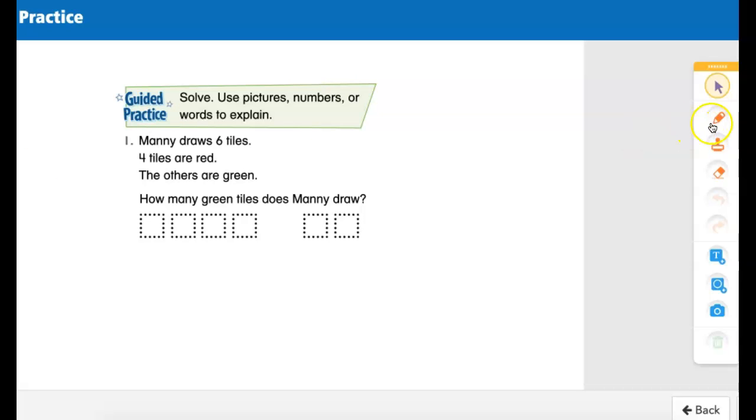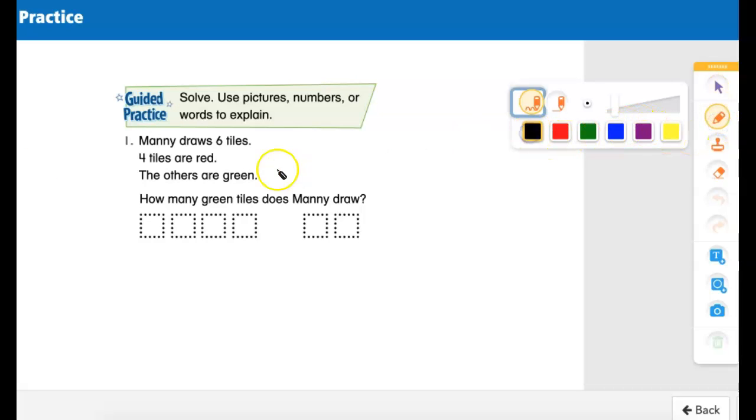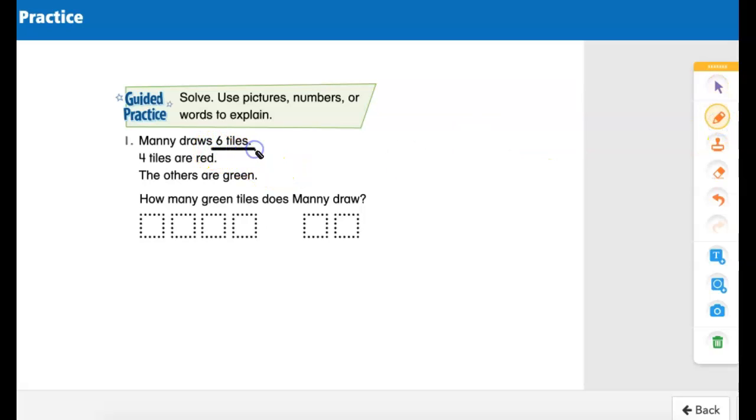Number 1 tells us that Manny draws 6 tiles. So he draws 6 tiles. 4 of these tiles are red. The others are green. How many green tiles does Manny draw? So how many green tiles would Manny draw?